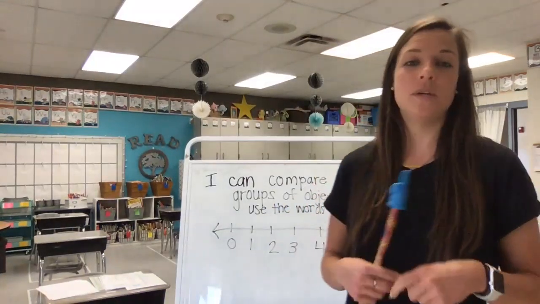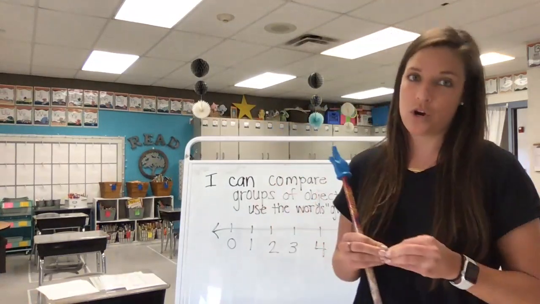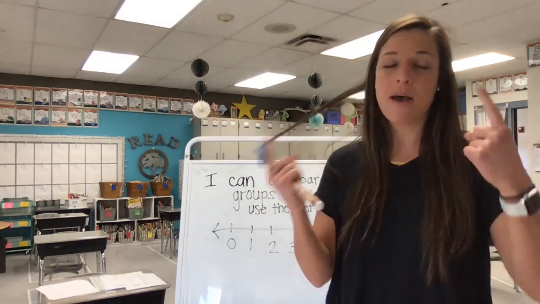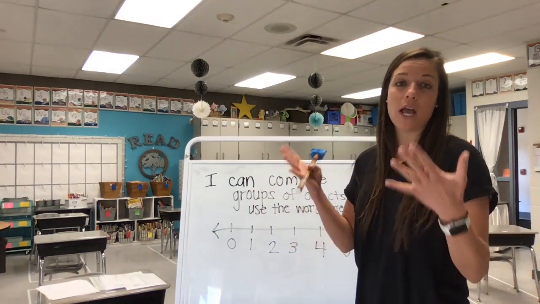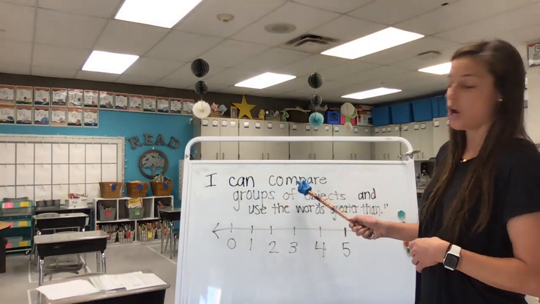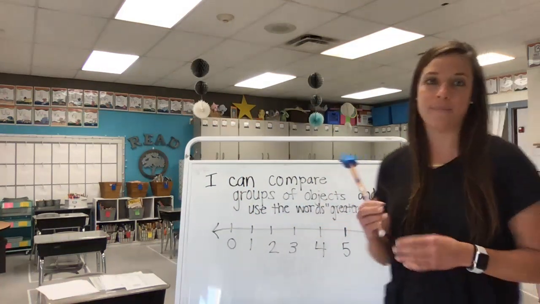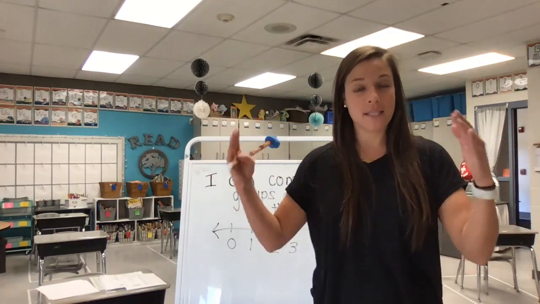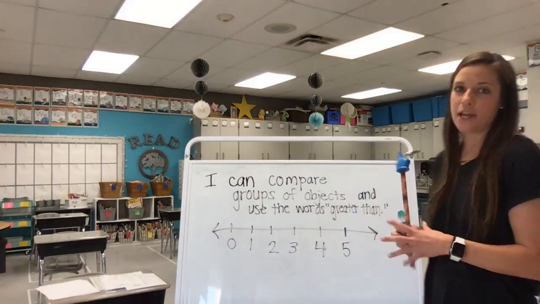Today's learning target is going to be almost the same as yesterday, but we're adding in a new word, and we actually started using it yesterday too, but today we're going to really think about using it so that we can tell how objects have different groups and different amounts. So our learning target says, I can compare groups of objects and use the words greater than. When we say greater than, that means more. Which group has more?